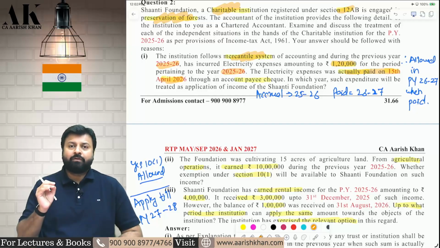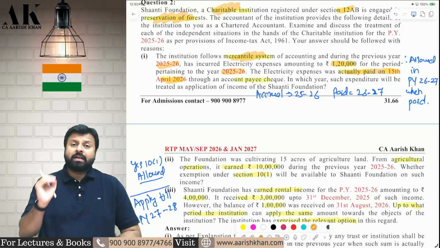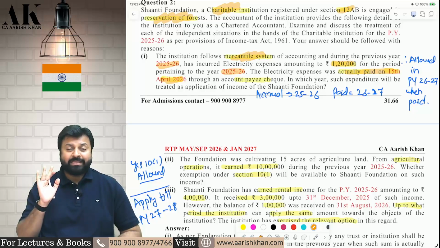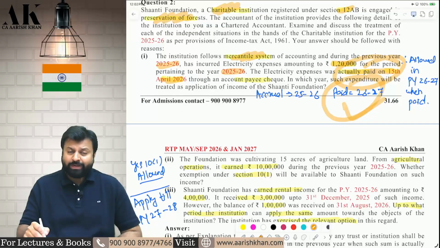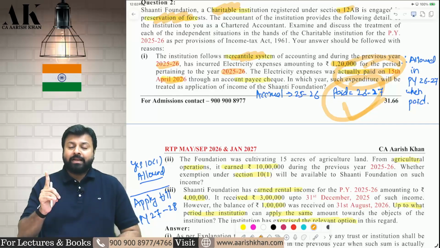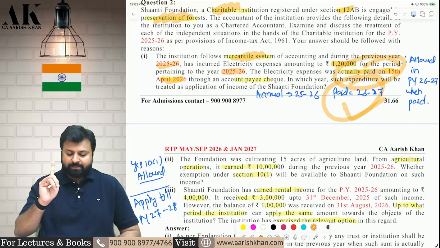See, always remember, for a charitable trust registered under 12AB or 10(23C), their deductions are allowed on payment basis. So even though the expenditure is of 25-26, the deduction will not be allowed in 25-26, the deduction will be allowed in 26-27 only on payment basis. Trust gets deduction on payment basis, not on accrual basis. This is the first point.